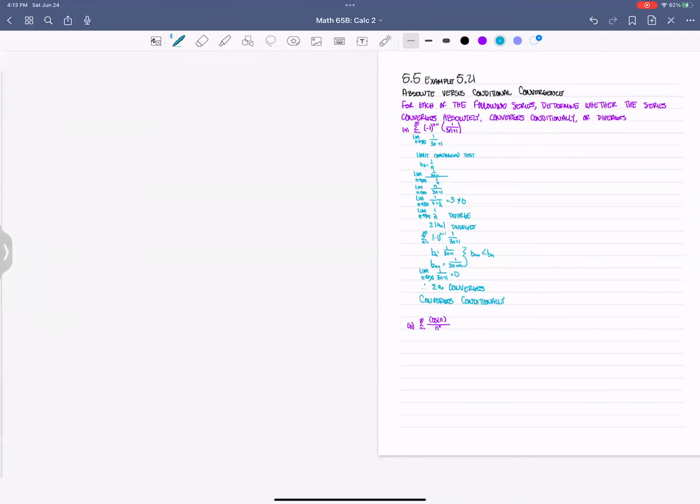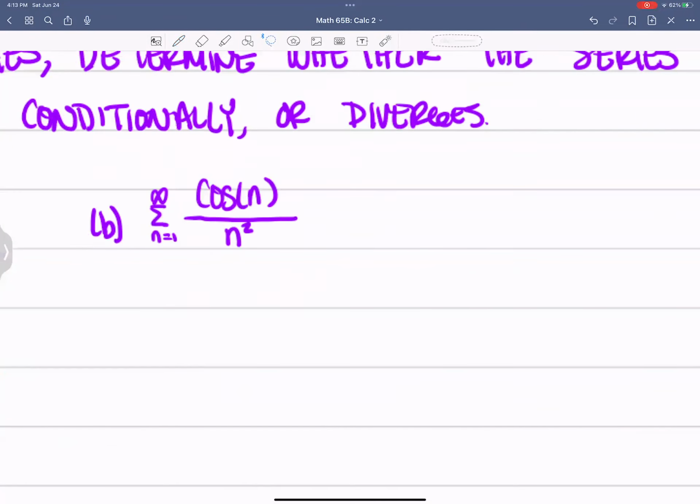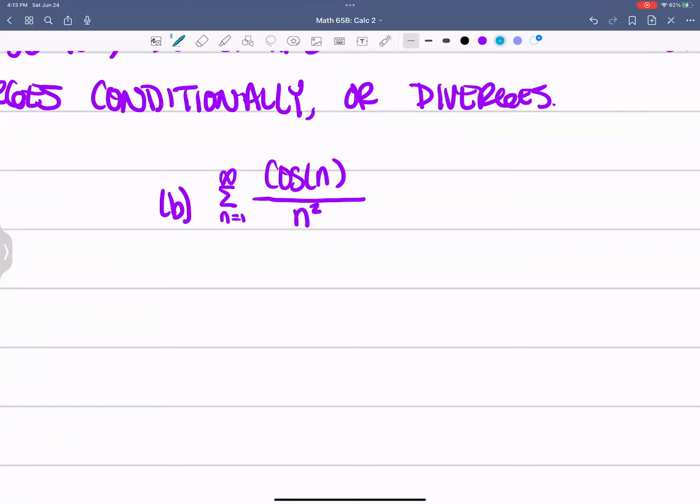I don't know if we're going to have enough room here for this one, so let's move this one over here. We have this question: the sum as n goes from 1 to infinity of cosine n over n squared. I know that this is alternating because cosine is alternating. So we're going to look at the absolute value of these.